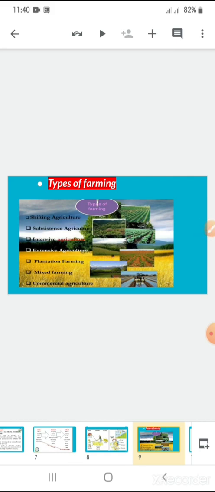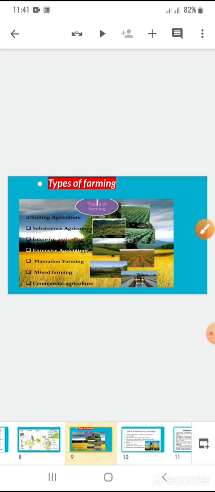Now, when we talk about types of farming, we have shifting agriculture, subsistence agriculture, intensive agriculture, extensive, plantation, mixed farming and commercial agriculture. These are different types of farming carried out to serve the nation, to raise capital, and to contribute to the GDP of the nation.